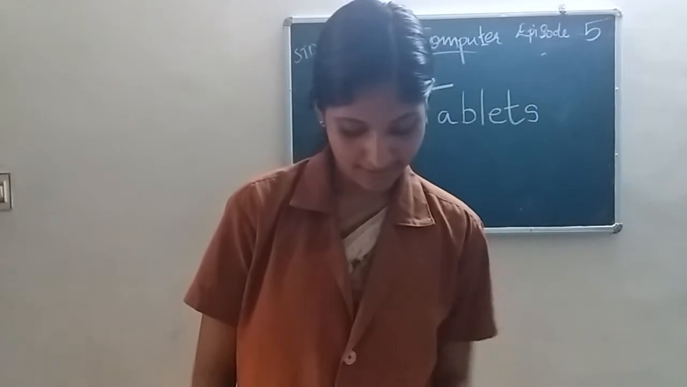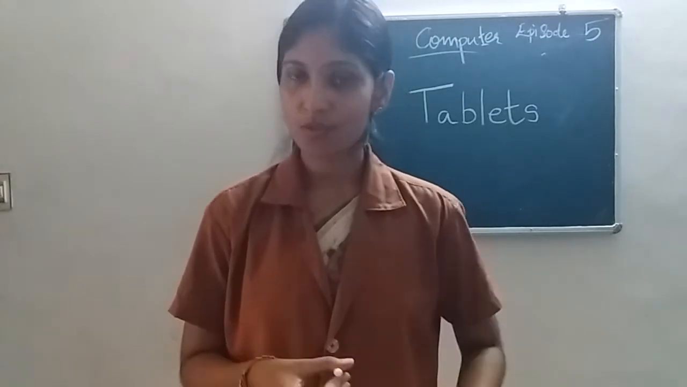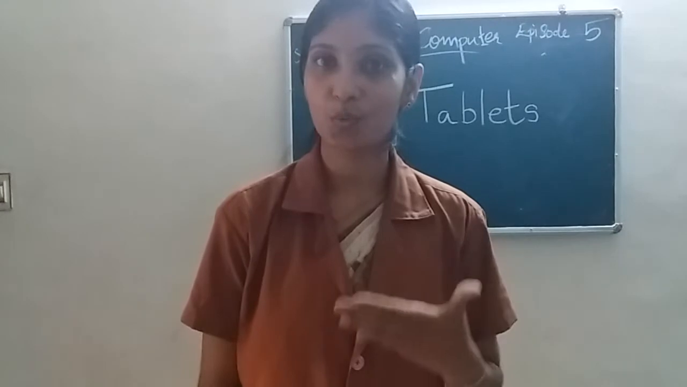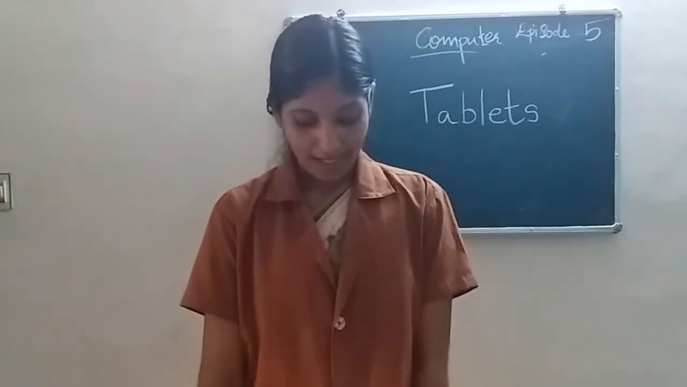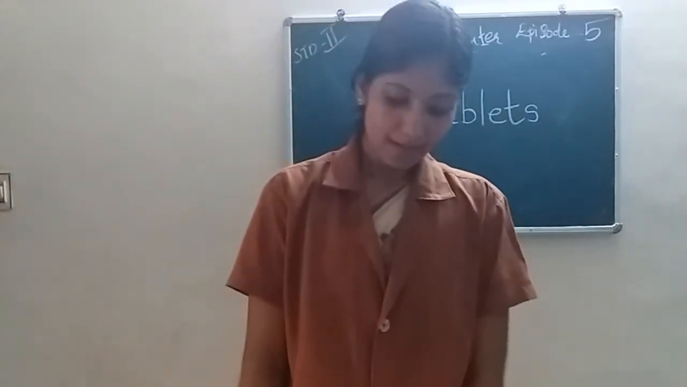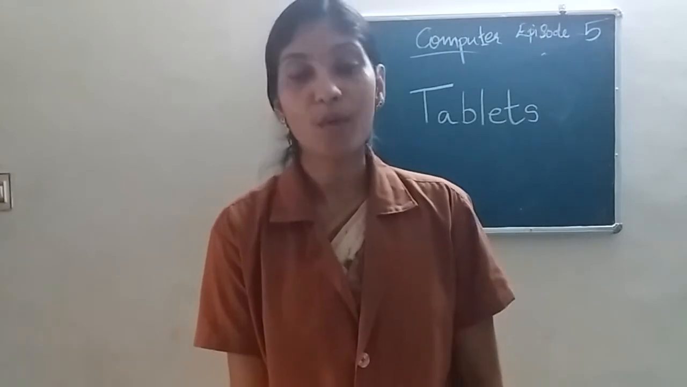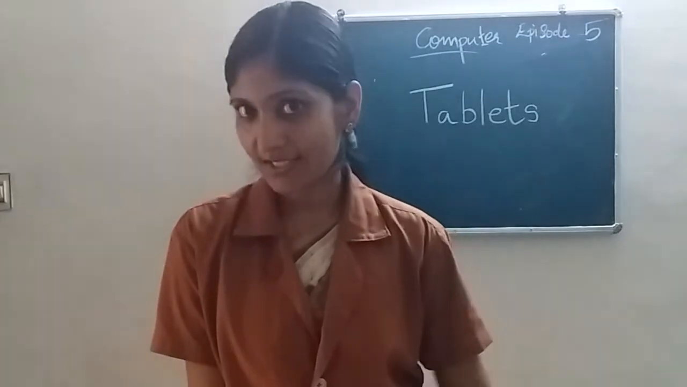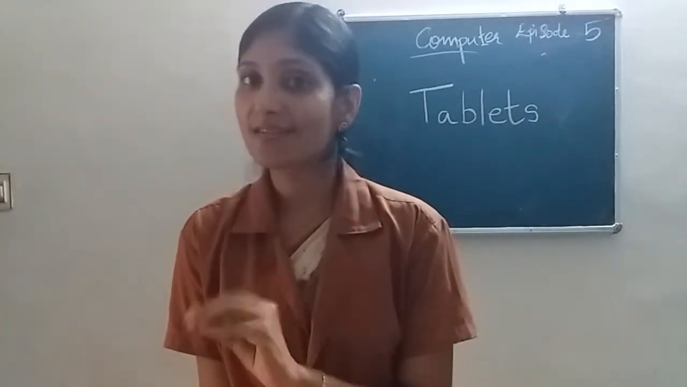Then third one, keyboard. Keyboard is which type of device? It is an input device. It is used to type letters. That means we can give instructions through the keyboard. And next is mouse. Mouse is a pointing device. It is also an input device. It is used for pointing and clicking. It has a pointer which is linked to the screen.